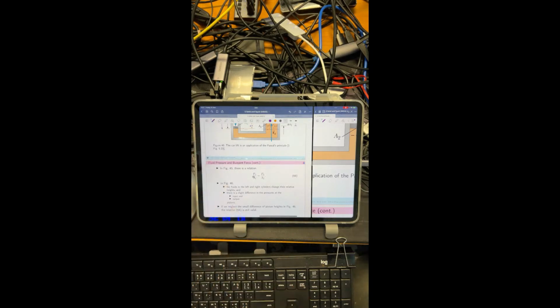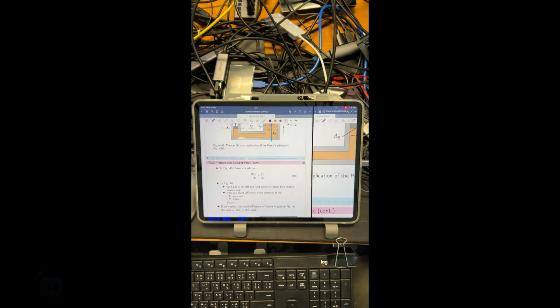F by A, right? P1 equals P2, and P is, as we know at the beginning, pressure is the perpendicular force divided by the area that the first exerts on. All right. Yes.